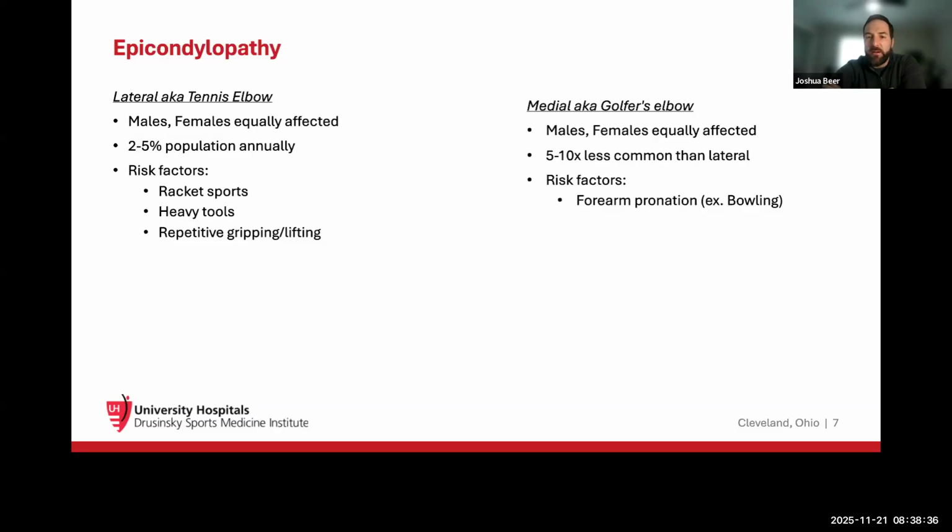On the medial side, again, males and females equally affected, but it's much less common than lateral side. The biggest risk factors are repetitive forearm pronation. So like with a golfer's swing when they're coming through after striking the ball and following through, or another sport like bowling when you're releasing the ball and following through, puts a lot of increased stress on the medial aspect of the elbow.